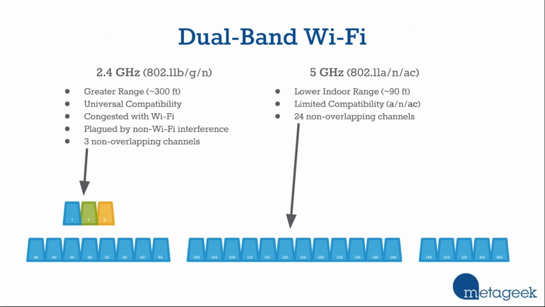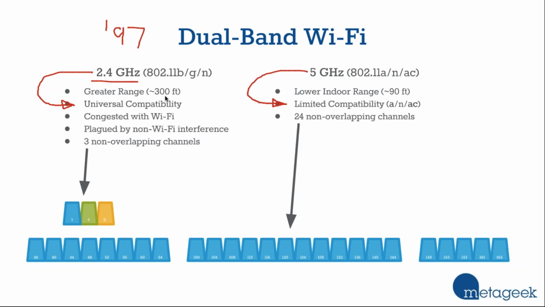2.4 gigahertz is also universally compatible. If you go out and buy a Wi-Fi device, you're guaranteed 2.4 gigahertz support, absolutely guaranteed. Whereas in the 5 gigahertz band, we see limited compatibility. And the reasons for this go all the way back to 1997 when the original 802.11 standard was formed. And that was a 2.4 gigahertz standard. And everything goes back to that original standard.